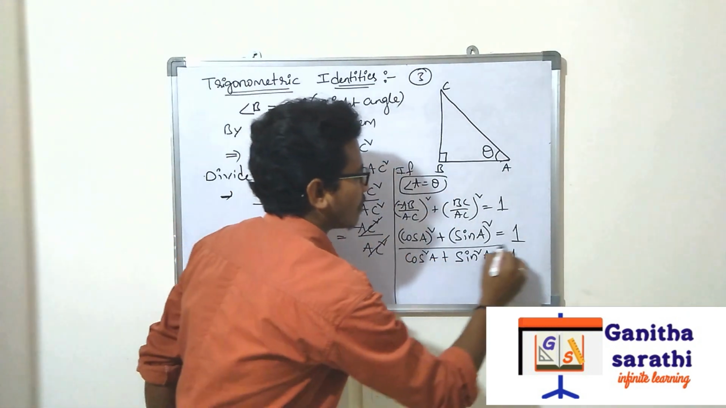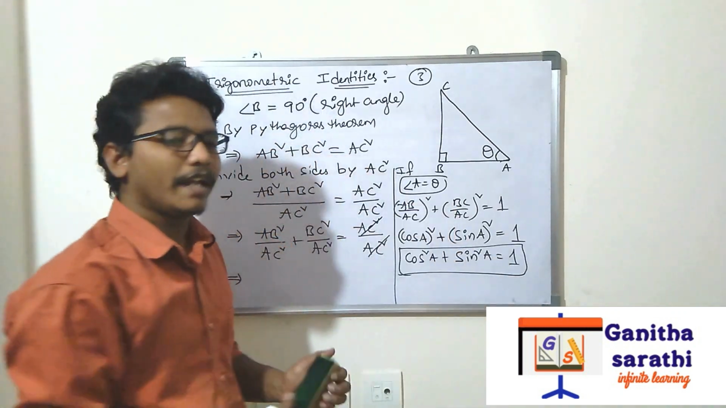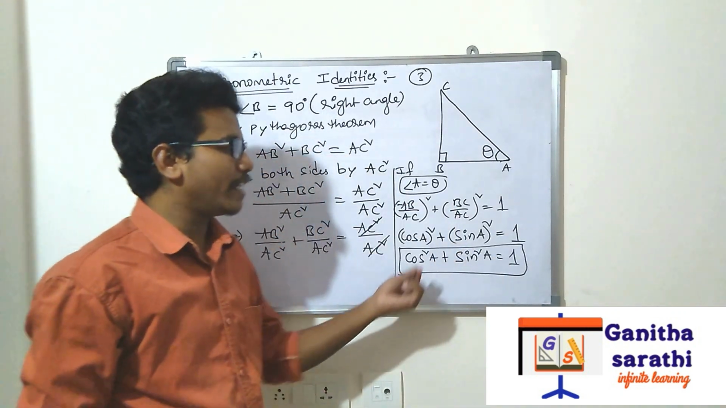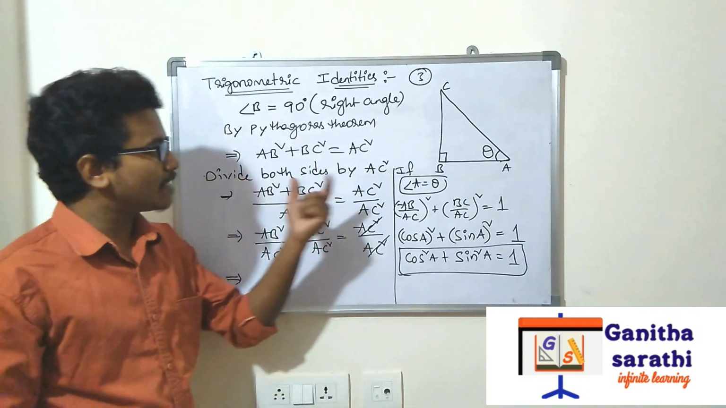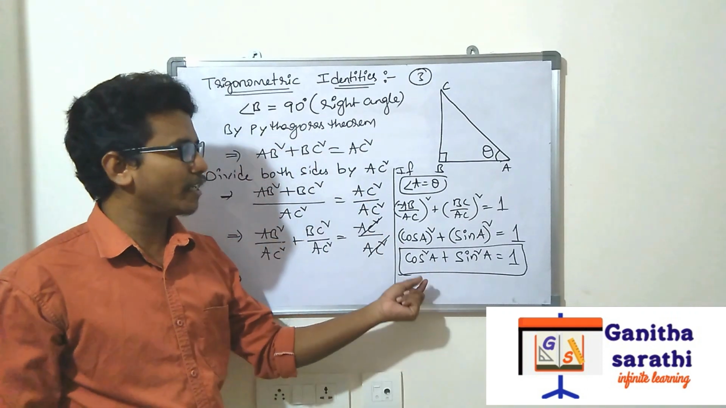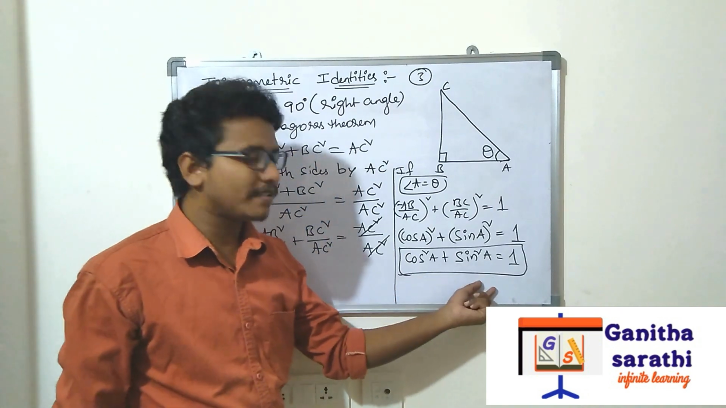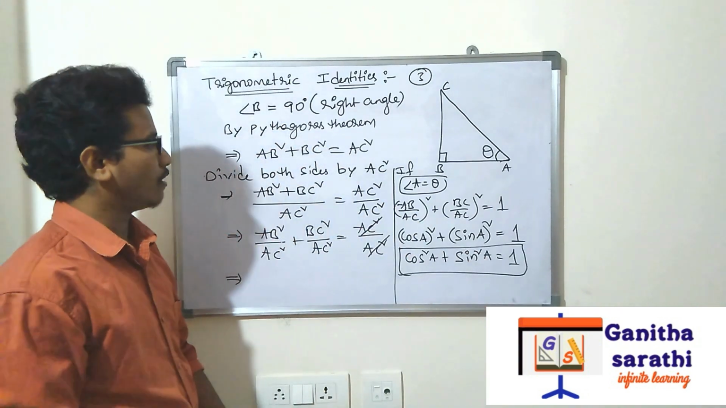Understood? So what is the first identity we got? Cos square A plus sin square A, or sin square A plus cos square A, is equal to 1. While dividing by AC square, we got one identity. What is that identity? Cos square A plus sin square A is equal to 1. Understood all of you?